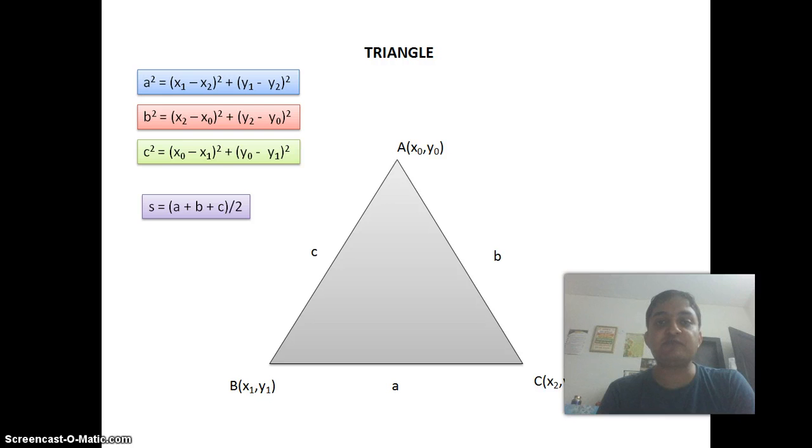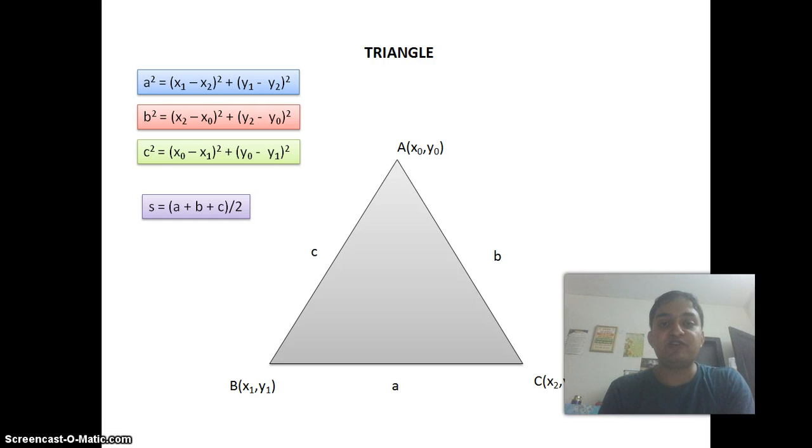Now for Heron's formula we require calculation of a semi-perimeter. Semi-perimeter is defined as the sum of all the sides divided by 2. So S here can be computed as A plus B plus C by 2, where A, B and C are already calculated by the distance formula between 2 points.